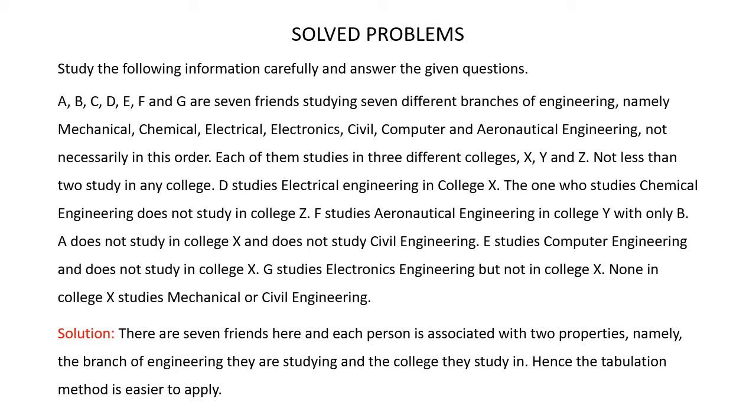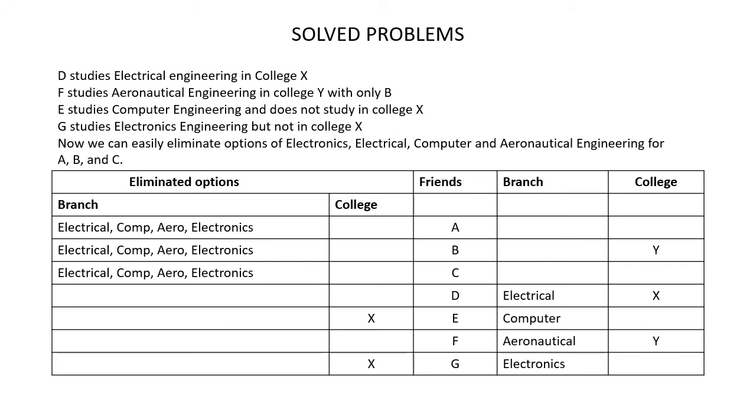Now it's given that there are seven friends and each person is associated with two properties, namely the branch of engineering they are studying and the college they study in. Hence, the tabulation method is easier to apply to solve this problem. It's given that seven friends study different branches of engineering in colleges X, Y, and Z. So to solve this problem, first draw a table.